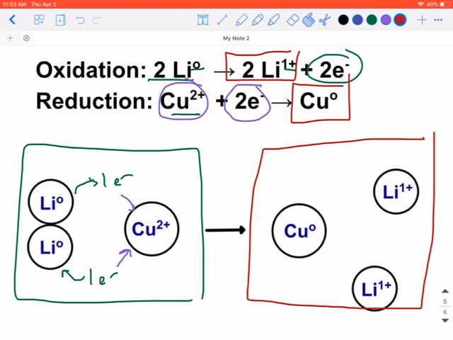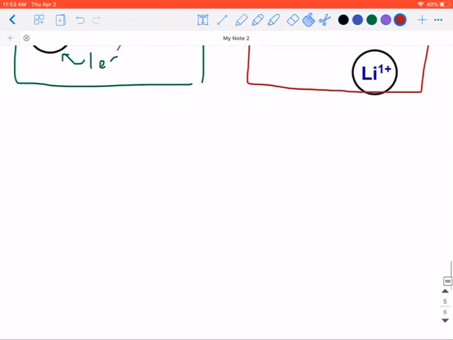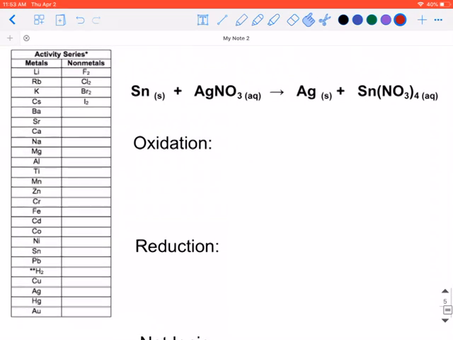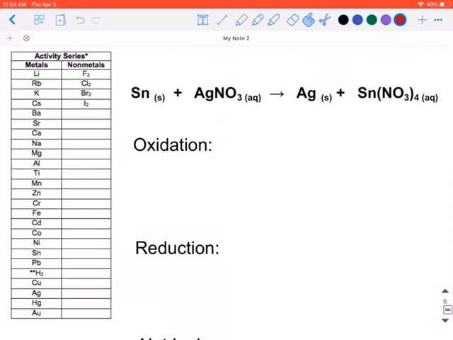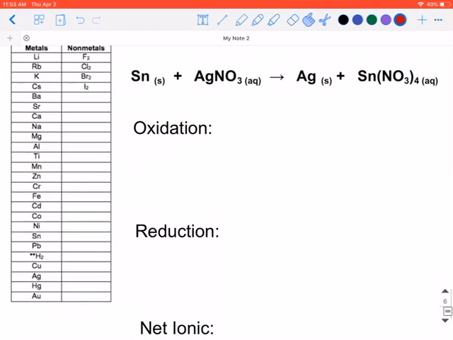So why don't you go ahead and pause the video and try this next reaction on your own? Give me the oxidation, reduction, and net ionic equation, and then hit play when you're ready to go over it. Alright, so let's see how you did.